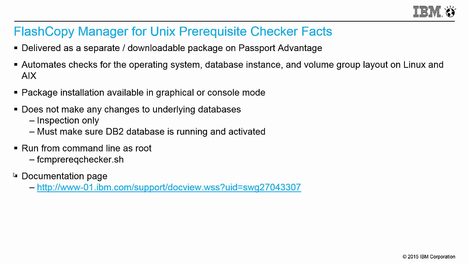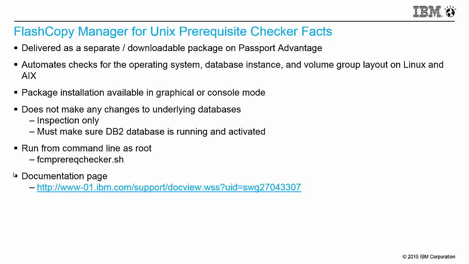This is just some facts about the prerequisite checker at version 4.1.1. It's delivered as a separate downloadable package, so you don't necessarily need to install the whole product to get the prerequisite checker. You can run the prerequisite checker in advance of installing the product. And as I mentioned in the previous slide, it automates some of the checks for operating systems, database instances, volume group layouts, etc. on Linux and AIX. You can install the prerequisite checker package in graphical or console mode.